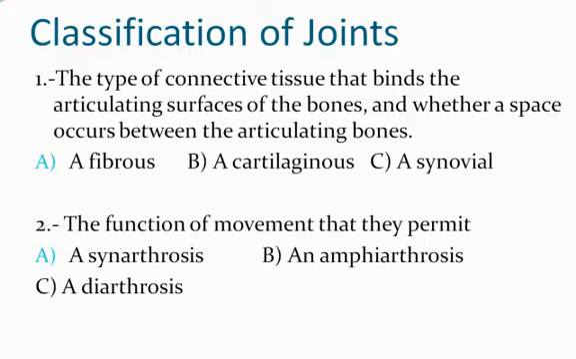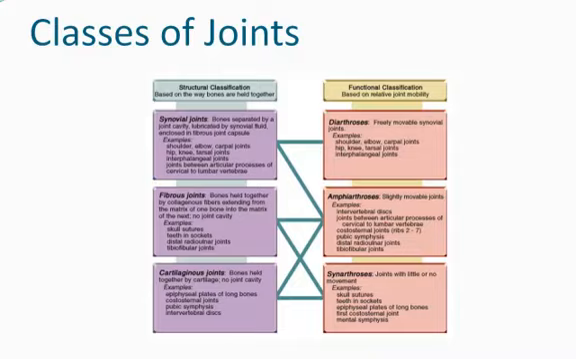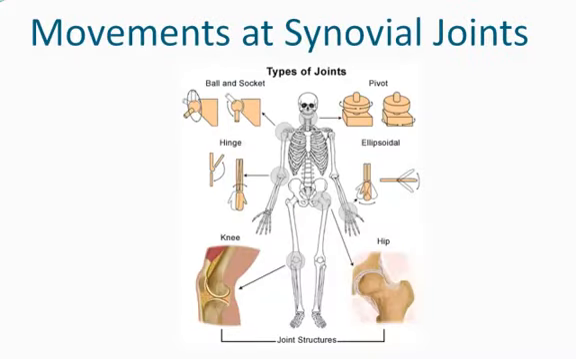The second classification is the function of the movements that they permit. And they are synarthrosis, which means non-movement, amphiarthrosis, which means slight movement, and diarthrosis, which is free movement. Movements of the synovial joints are flexion and extension, adduction and abduction, circumduction, lateral and medial rotation, pronation, and supination.